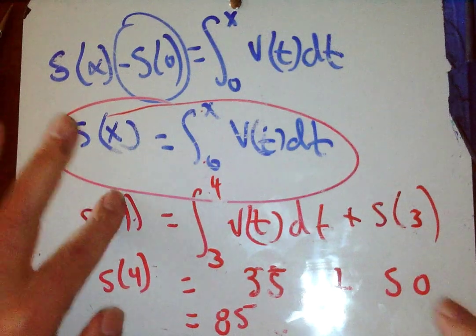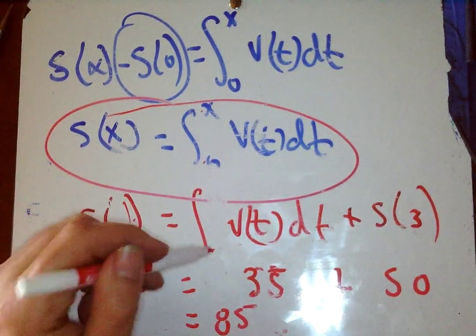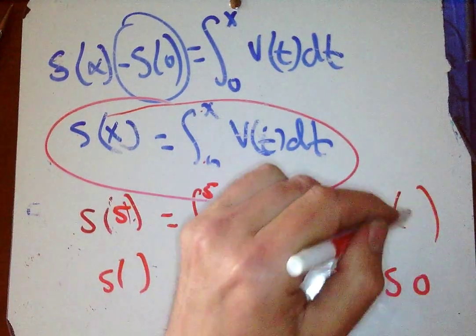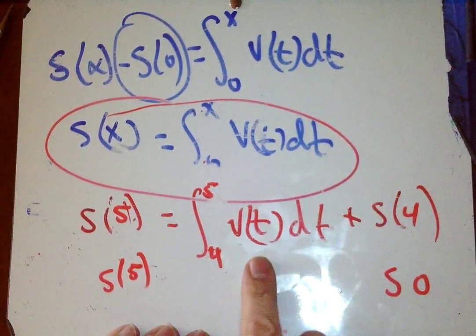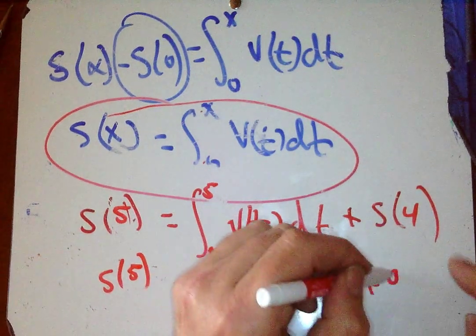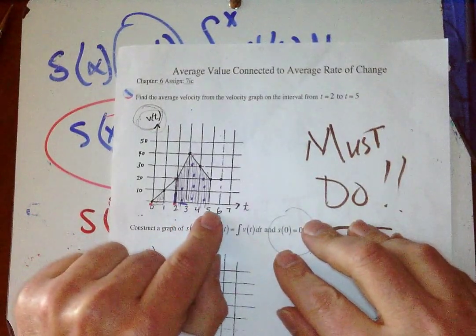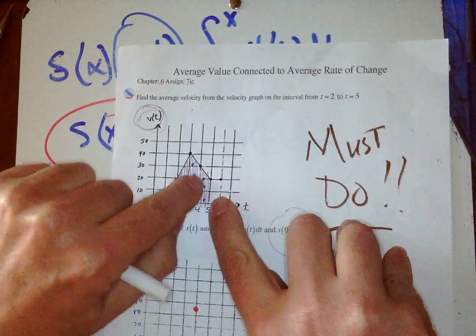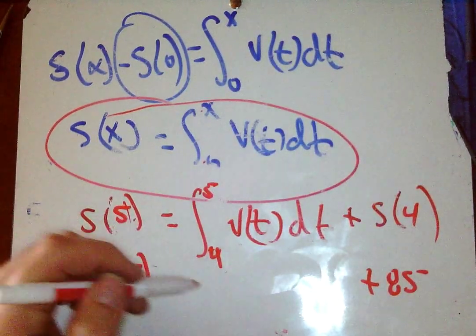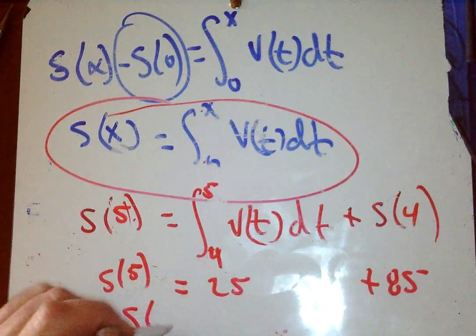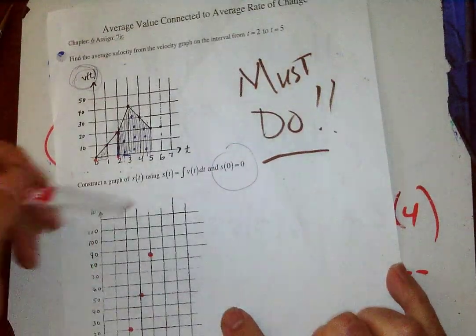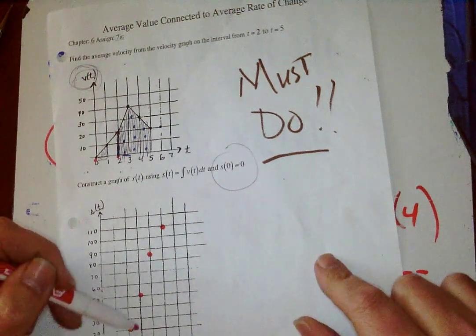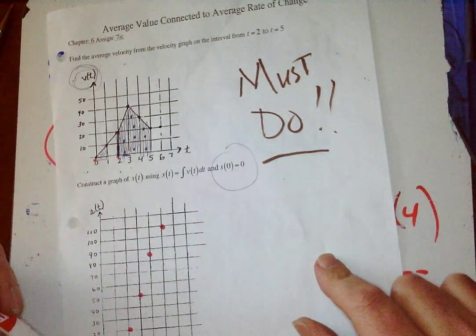Okay? What about 5? Well, for 5, now I'm integrating from 4 to 5, and I need S of 4. That means S of 5 is going to be the area of the new strip plus what was S of 4, 85. So what's the area of the strip from 4 to 5? I've got 10, 20, 25. So 25 plus 85, S of 5 is 110. And therefore, at 5, I've got 110. And so if I connect these dots, that's going to give me a graph of S of t.